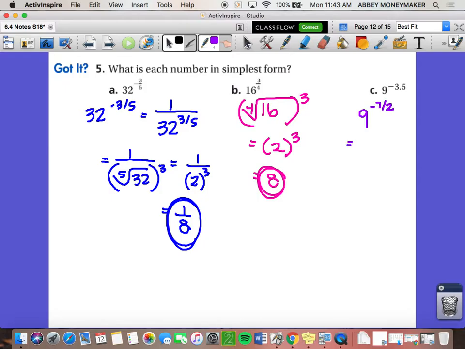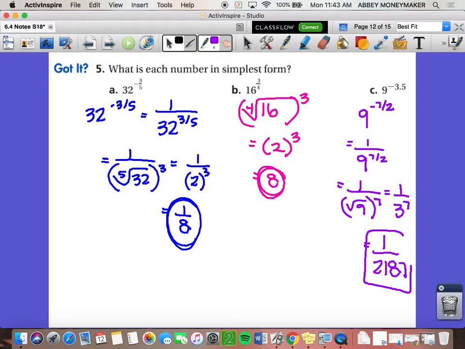And then I can't have a negative, so that's 1 over 9 to the 7/2 power, which gives me 1 over the square root of 9, and then we're going to raise that to the 7th power. So that's 1 over 3 to the 7th. I don't know what 3 to the 7th is. Let me type it in. 2187. So again, very, very easy as long as you know your roots and your powers.